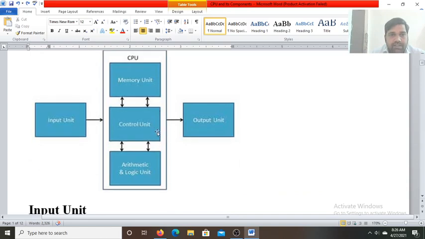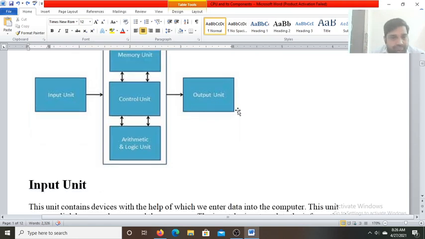Now here you can see this is the CPU, and CPU has three components: memory unit, control unit, and the arithmetic and logic unit. So this control unit takes the input, and after that it takes a decision which type of operation is to be performed on that input data, and according to that it transfers the data to the memory unit if it is for storage, and if it is for arithmetic and logical operations, it is transferred to the arithmetic and logic unit. And after getting the result, when the input has been processed, the information will be displayed on the output unit, maybe the printer or the screen.